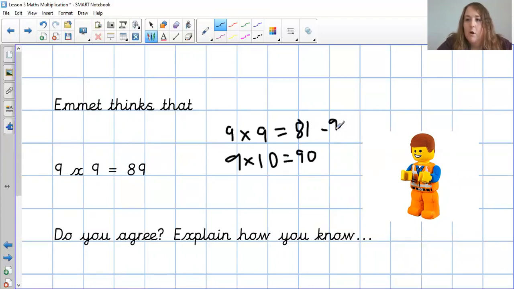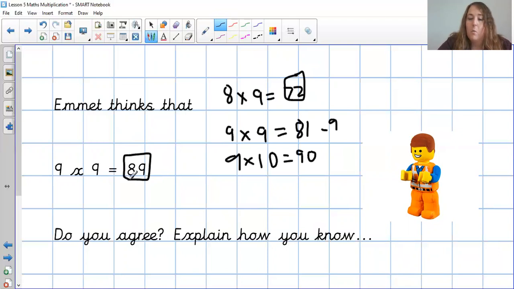Some of you might have told me, obviously because of that pesky number, that you went up from 8. So you might have told me that 8 times 9 is 72, and you added 9 from there. And even without properly working it out, we know that 72 add 9 is not going to be 89 because the ones column doesn't match. Well done if you came up with a similar answer.